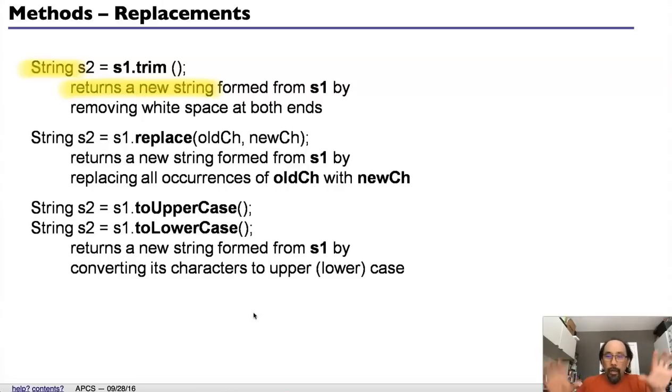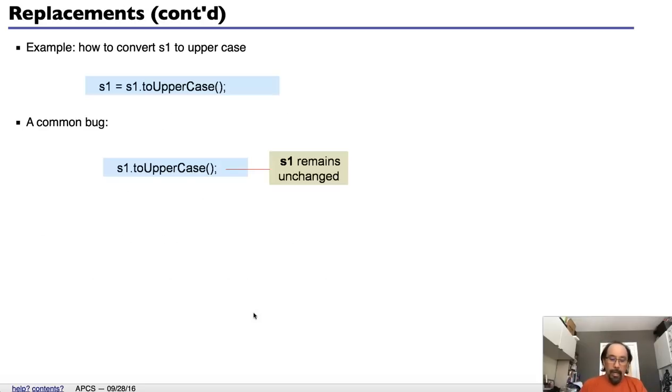So the trim removes the spaces at the front and the end of my string. The replace will change one character with another character throughout this entire string. To uppercase will turn it into uppercase, as the name suggests, and then to lowercase turns it all into lowercase. Or I should say it returns a string that is all lowercase. Now suppose I wanted to change the string itself. Remember, I can't do that.